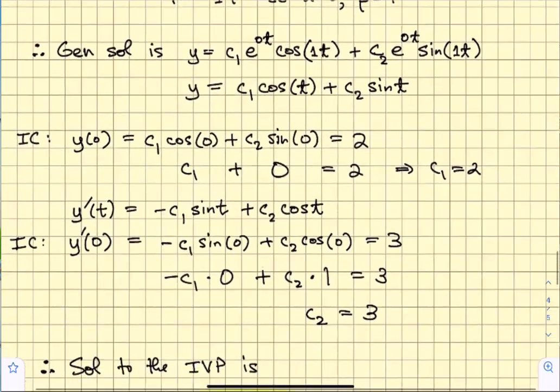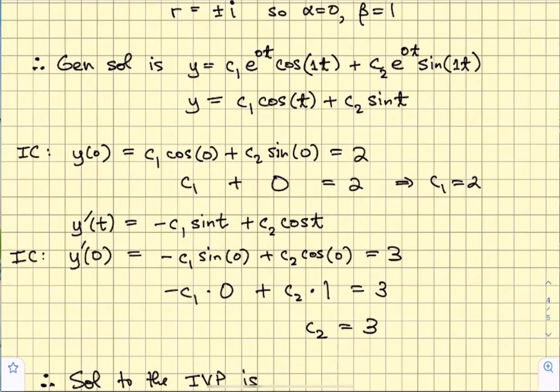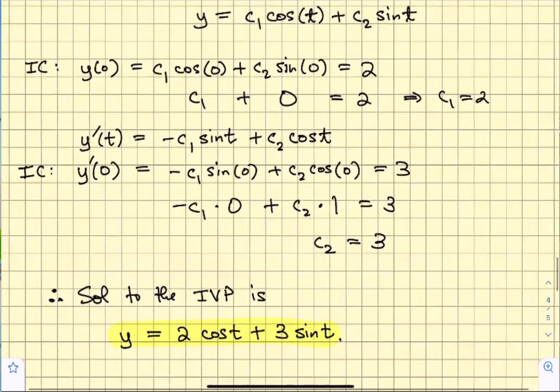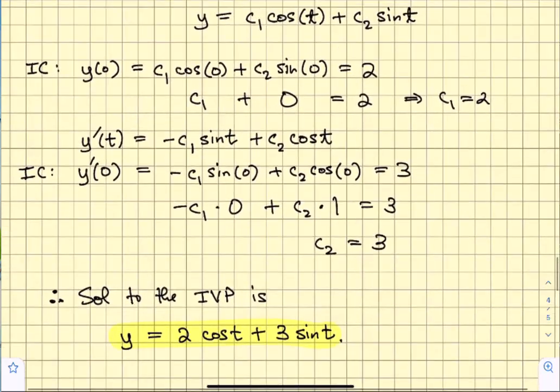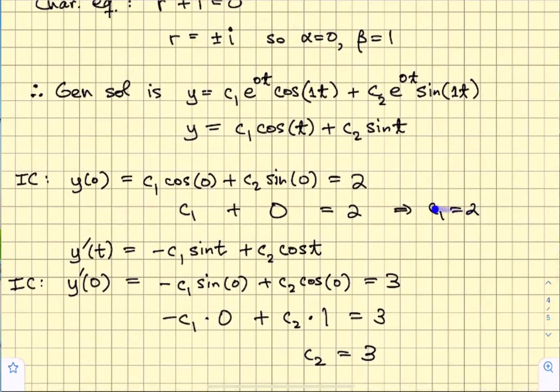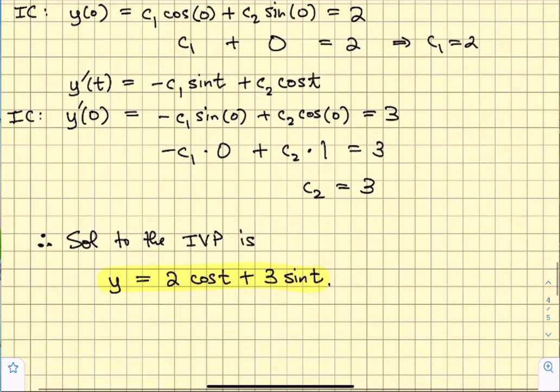And so my value for C1 was 2, my value for C2 was 3, and the solution to my initial value problem, remember, don't stop here. This isn't the answer to the question. Remember, when we apply our initial conditions to find the constants, we always want to return back to our general solution and substitute in the value of the constants. So the solution to the initial value problem is 2 cosine t plus 3 sine t.